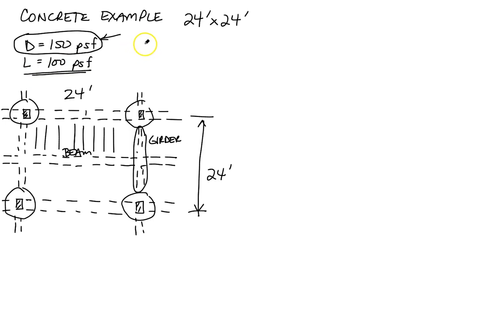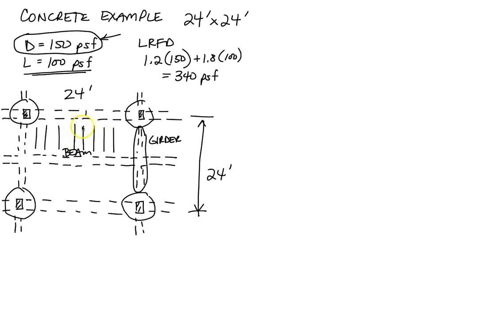And so the LRFD approach, we're going to use 1.2 times the dead load plus 1.8 times the live load. So that ends up with about 340 pounds per square foot as the distributed load that we have to deal with in our design.